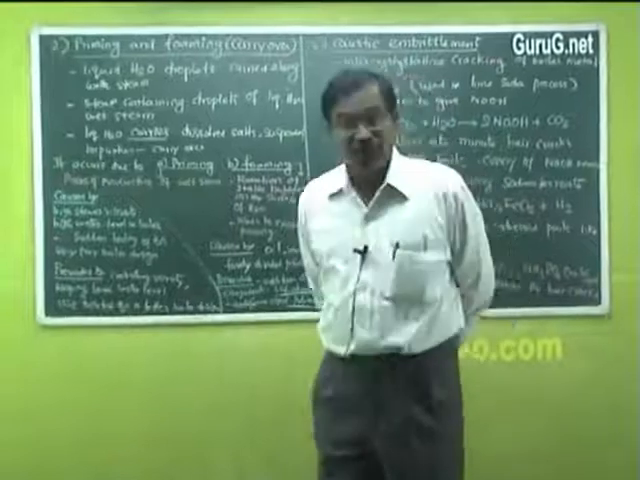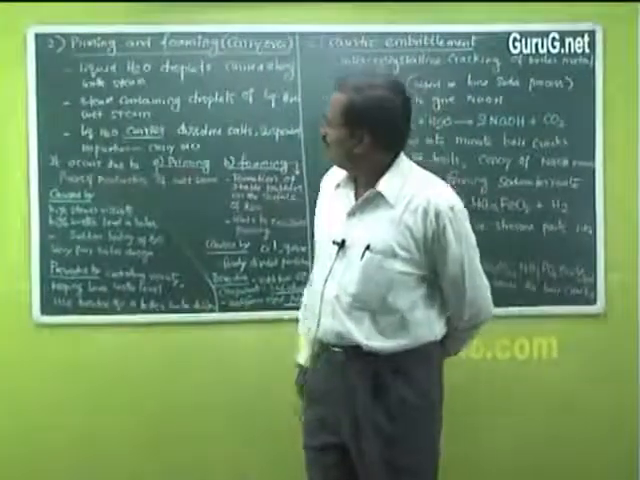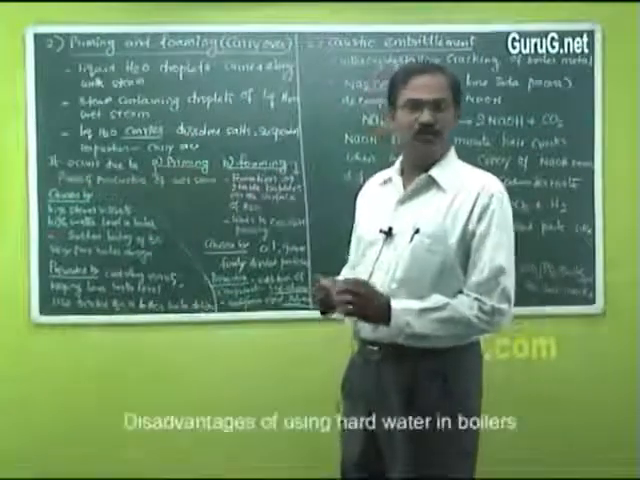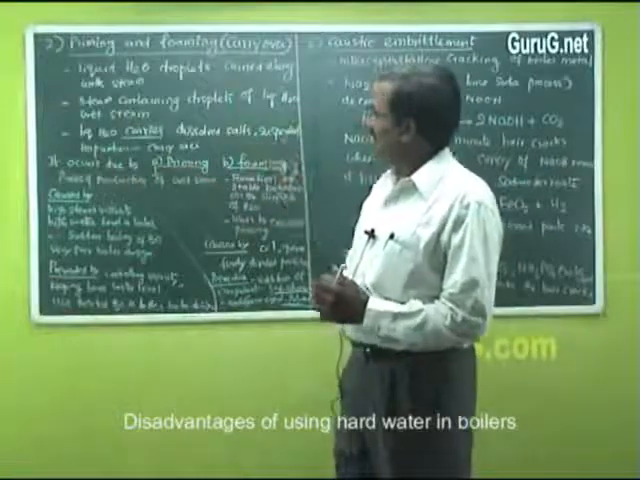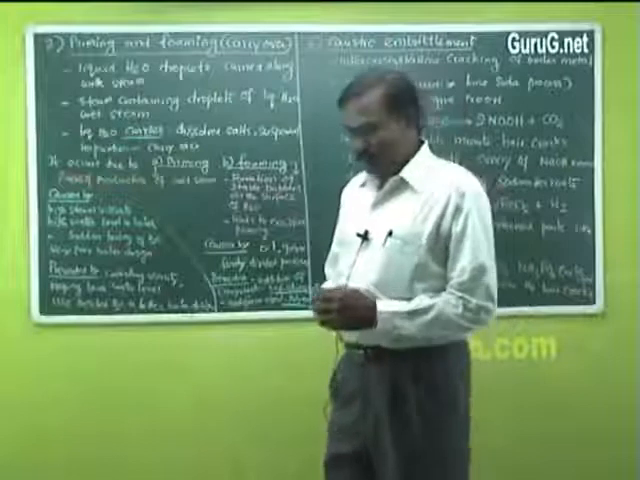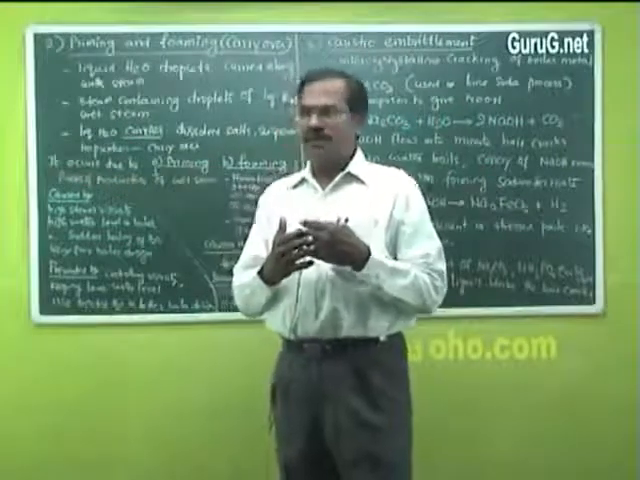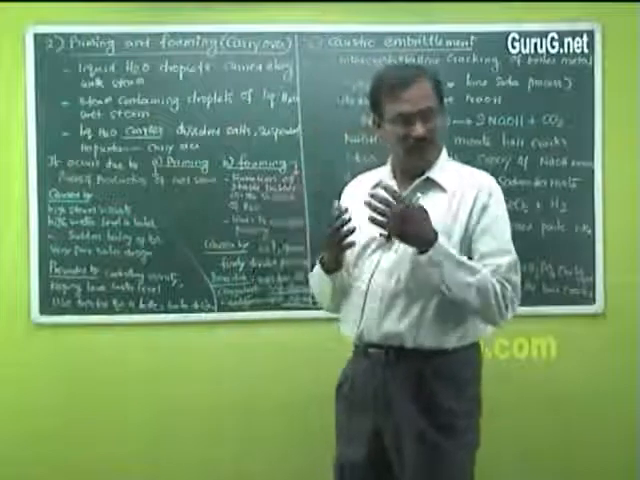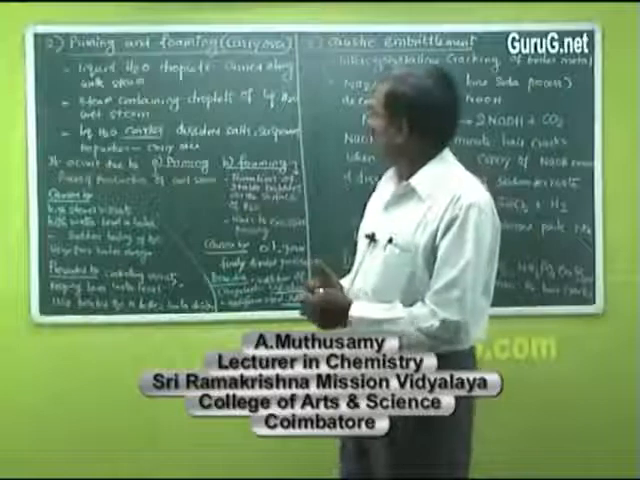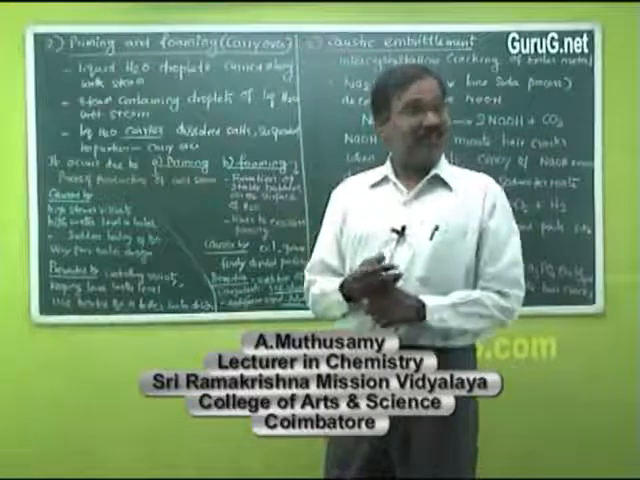When hard water is used for boiler, it leads to so many problems. The first problem we have discussed, that is scale and sludge formation. The second one is priming and foaming. So when boiler water is boiling at a very high rate, that is on vigorous boiling, some liquid droplets are carried along with the steam.